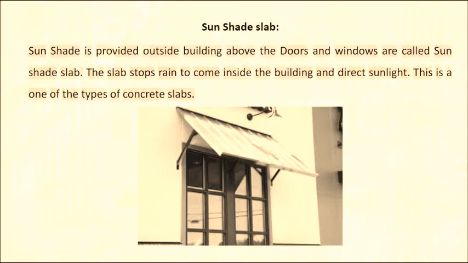Sunshade slab. Sunshade is provided outside the building above the doors and windows and is called a sunshade slab. The slab stops rain from coming inside the building and blocks direct sunlight. This is one of the types of concrete slabs.